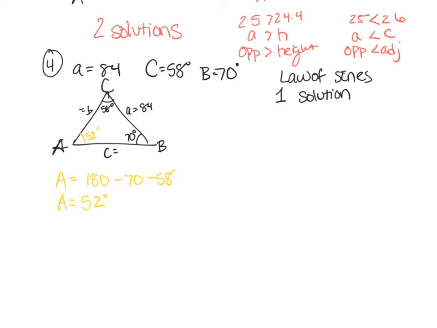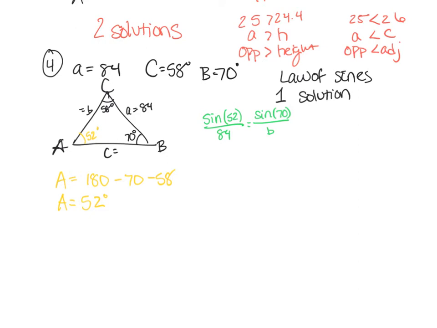Next, we need to find our side length. To do that, I'm going to set up the pair of information that I know. Sine of 52 over 84 is equal to, and then I can choose side length B or C. I usually go with the largest side, or the one that's across from the largest angle. So let's go for B first. We'll do sine of 70 over B.